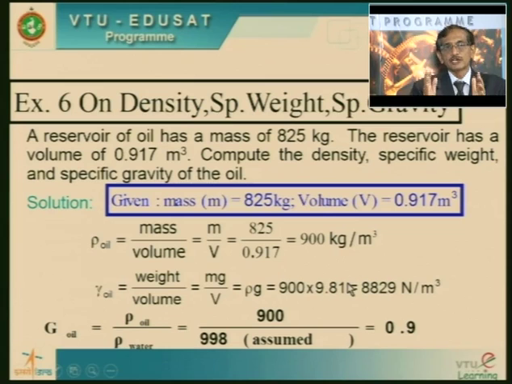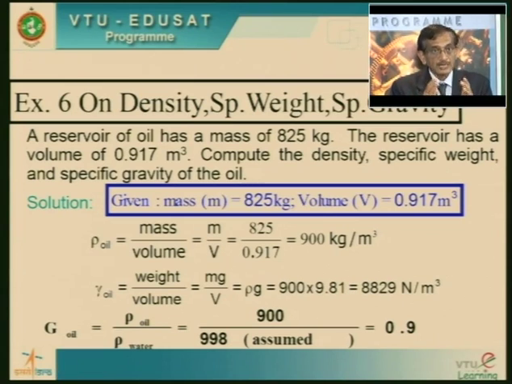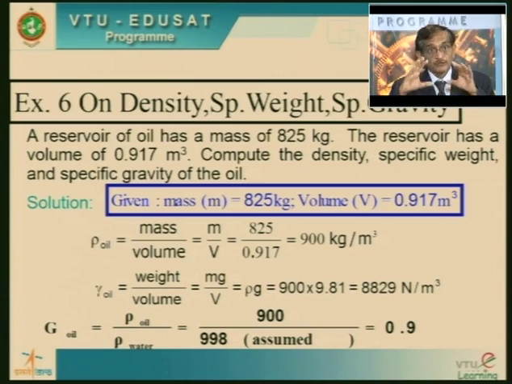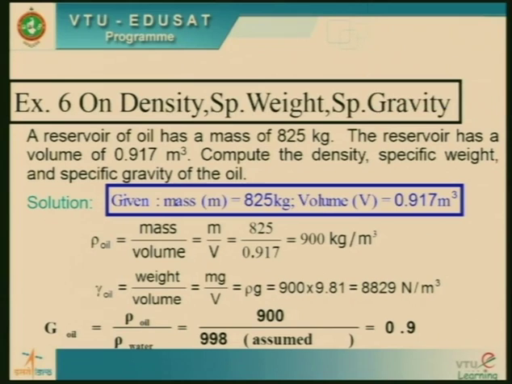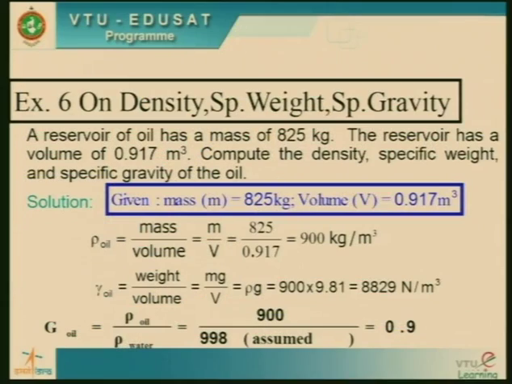So, you need to understand the basic definitions which we have taken in class 1 and class 2 to describe the various characteristics on which the numerical will be based. They will be giving the data like mass is given as 825, volume is given as 0.917, and they will ask you to calculate density. You should say what it is, it is mass per unit volume, substitute the value, get the answer. Gamma of the oil is rho into g, you know rho is 900, g is 9.81, finished.